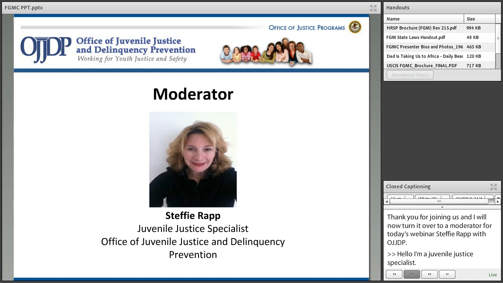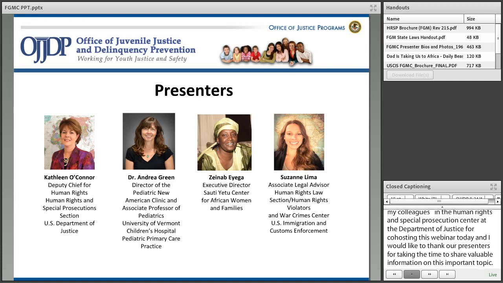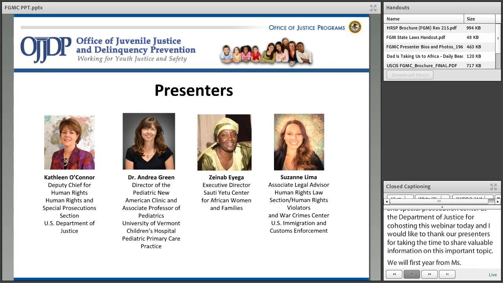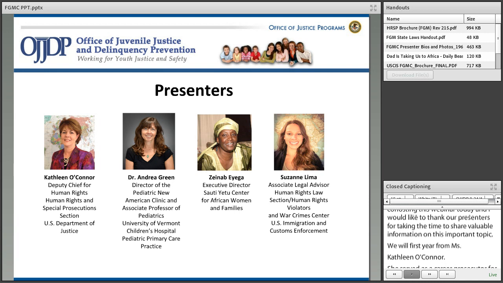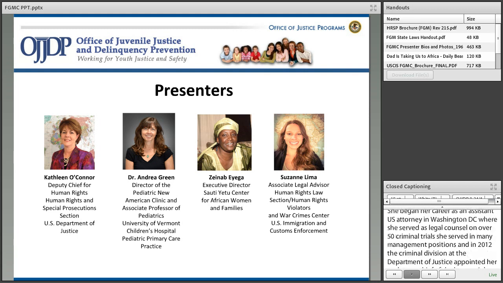We will first hear from Ms. Kathleen O'Connor. Ms. O'Connor serves as a career prosecutor for the Department of Justice. She began her career as an assistant U.S. attorney in Washington, D.C., where she served as legal counsel in over 50 criminal trials. She has served in many management positions, and in 2012, the Criminal Division at the Department of Justice appointed Ms. O'Connor to Deputy Chief of the Human Rights and Special Prosecutions section, where she supervises criminal prosecutions of human rights violators. She also serves as the department's coordinator for the President's Atrocities Prevention Initiative.